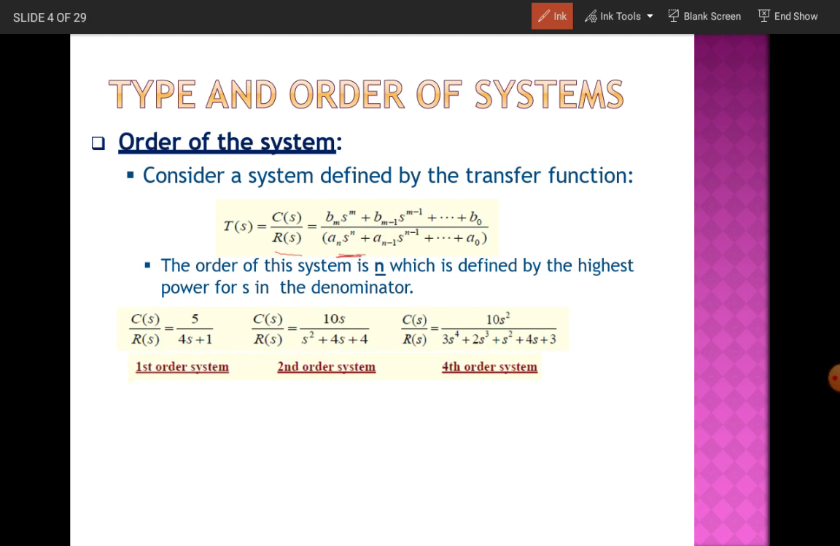For example, in the first example, C(s)/R(s) = 5/(4s+1). So the order of system is 1. Whereas for the second case, C(s)/R(s) = 10s/(s^2+4s+4). In the denominator, the highest power of s is 2. So this system is a second order system. In the third case, looking at the denominator polynomial equation, the power of s is 4, so it is a fourth order system.